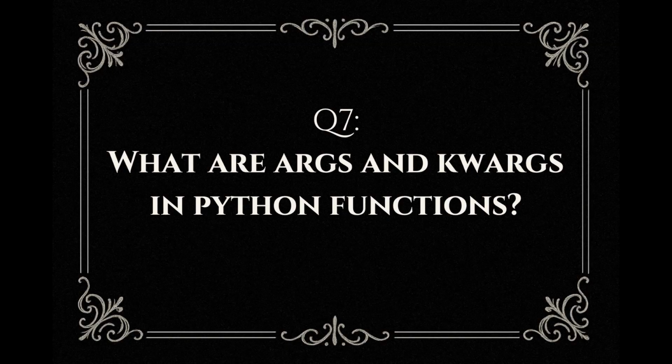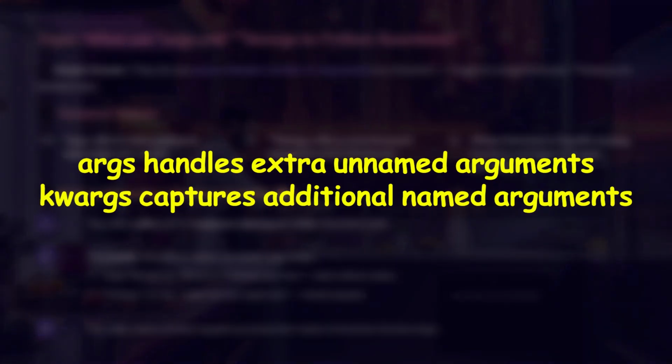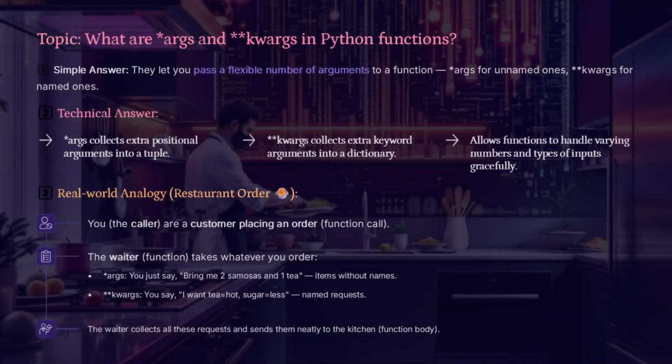What are args and kwargs in Python functions? In Python, args and kwargs let functions accept a flexible number of inputs. In simple terms, args handles extra unnamed arguments, while kwargs captures additional named arguments. Technically, args gathers all unused positional arguments and kwargs gathers keyword arguments into a dictionary, making functions adaptable and reusable.